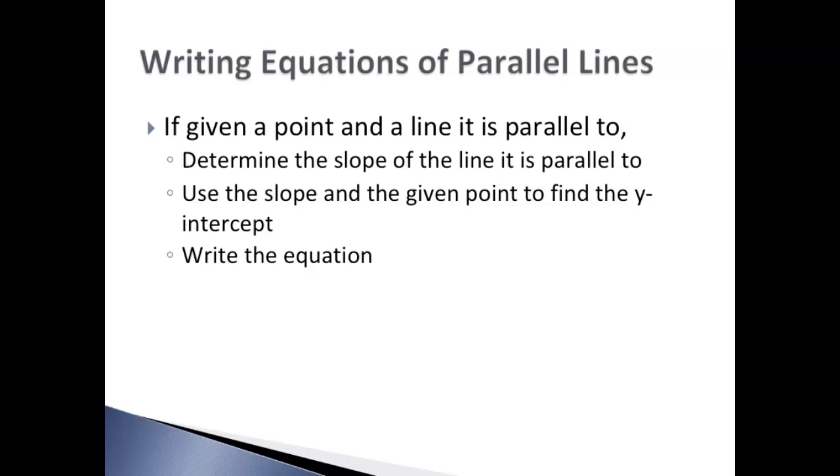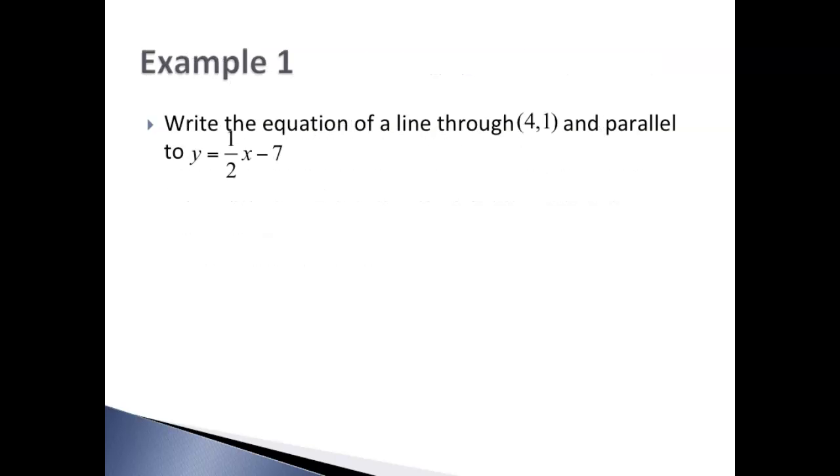Take a look at example 1. Write the equation of a line going through (4, 1) and parallel to y equals 1/2 x minus 7. So if it's parallel to this line, that means it has to have the same slope. That means m is going to equal 1/2. Now you're also given a point that it goes through, so now we can use that point and substitute that in for x and y. So we have 1 equals 1/2 times 4 plus b.